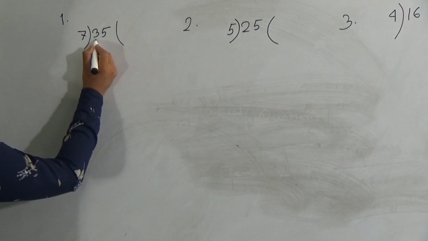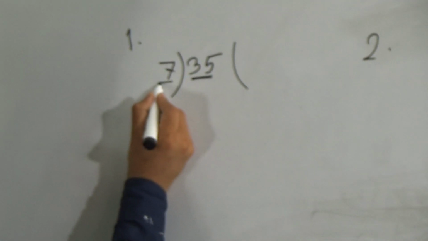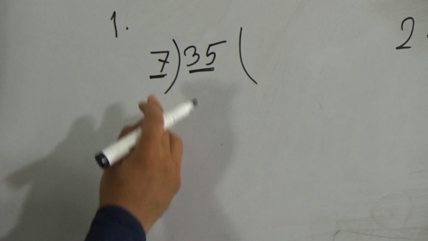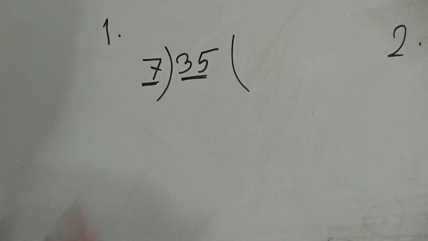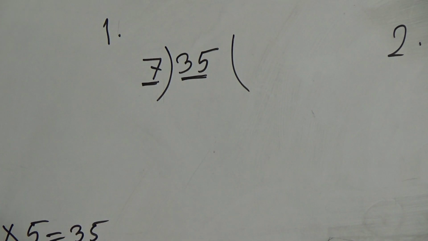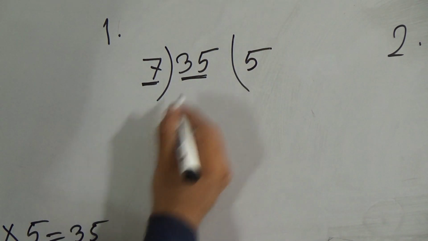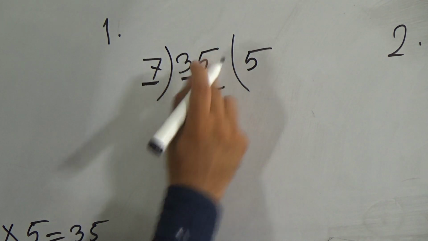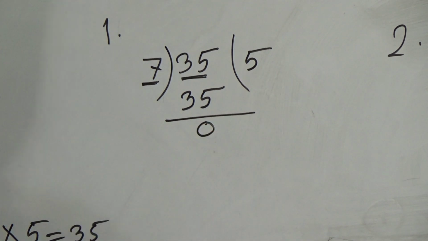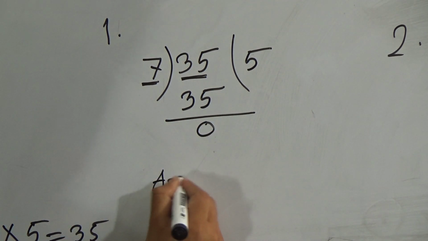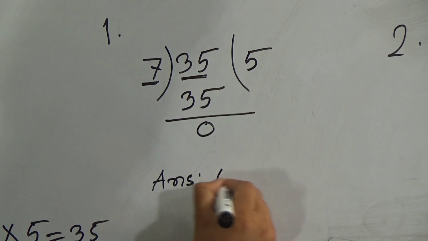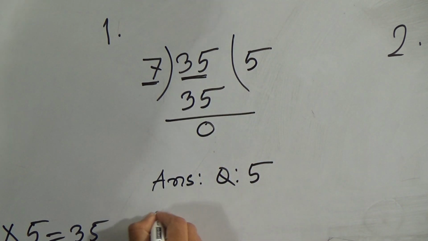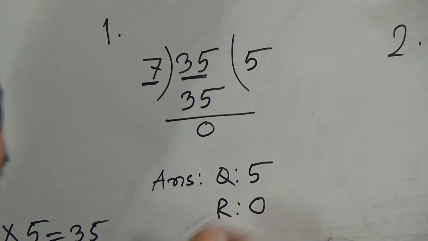Now first of all, look here, 35 is the dividend and 7 is the divisor. How many times does 7 go into 35? You have to memorize the times table of 7. We know that 7 fives are 35. So here it will be 5, and 7 fives are 35. Then subtract 35 from 35, there is no remainder. So the answer is quotient 5 and remainder 0.